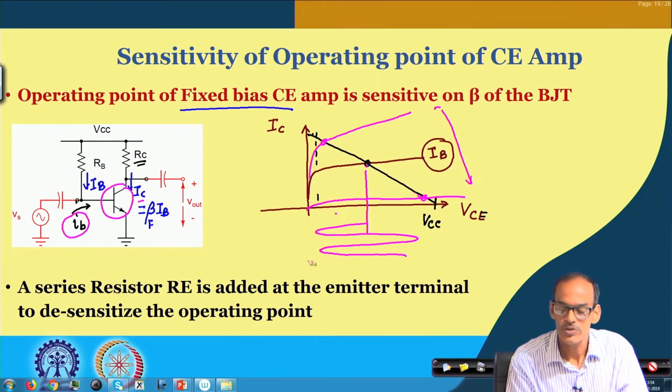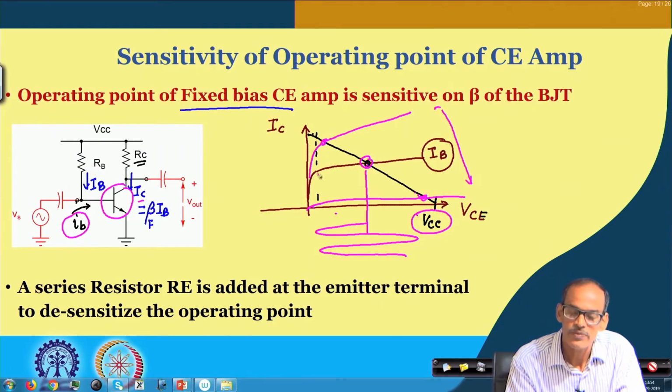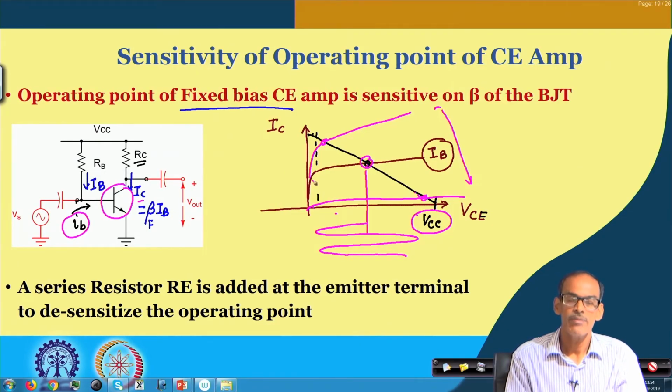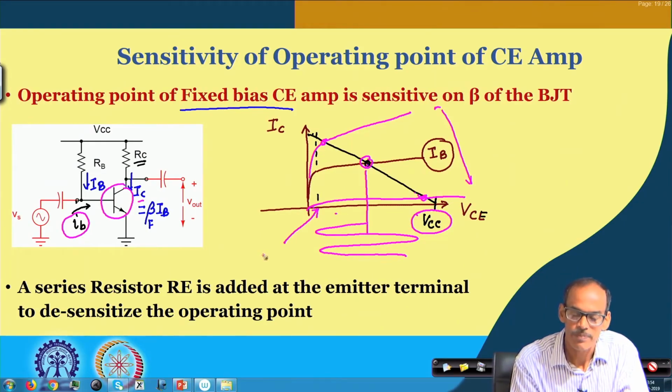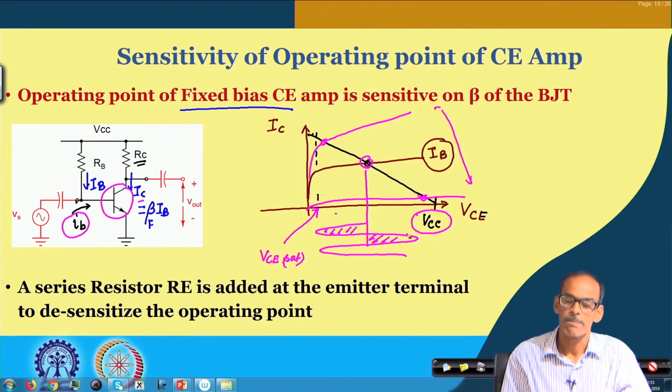And to get a very good swing, we want this operating point to be in the middle of this range. What is this range? On the upper side it is defined by the supply voltage VCC, and on the lower side it is defined by the limit of the active region, which is referred to as VCE saturation. So, we like to keep this operating point in the middle, so that both the lower as well as the upper swing of the signal is good.